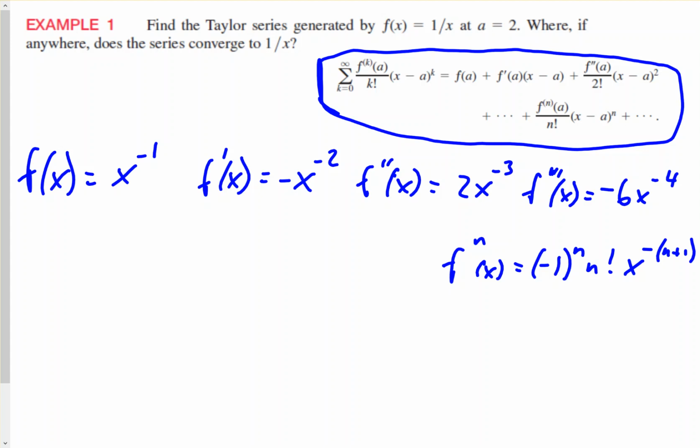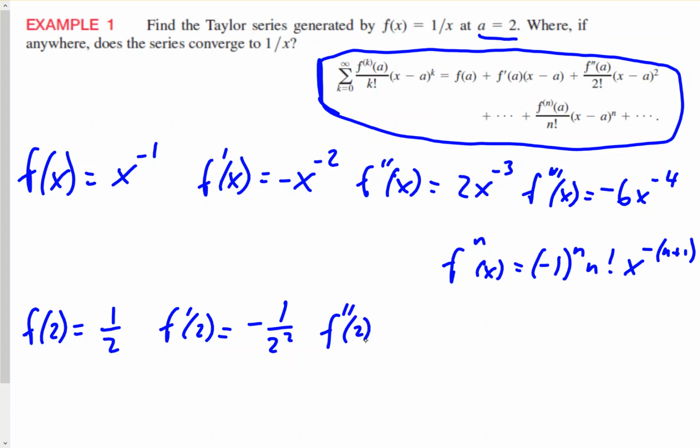Remember, because it's centered at a equals 2, we're going to evaluate the function and the derivatives at a equals 2. So we have f of 2, which will be 2 to the negative 1, which is 1/2. f prime of 2 will be negative 1/2 squared. f double prime of 2, and then this will be over 2 factorial. This will be 2 to the negative 3.